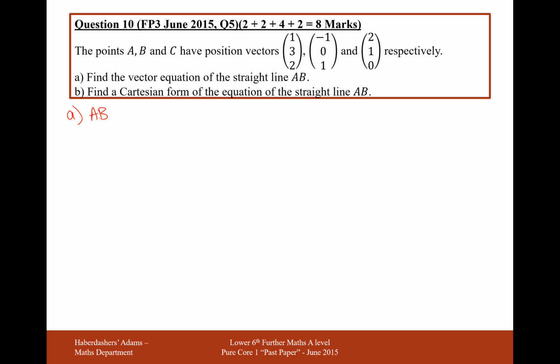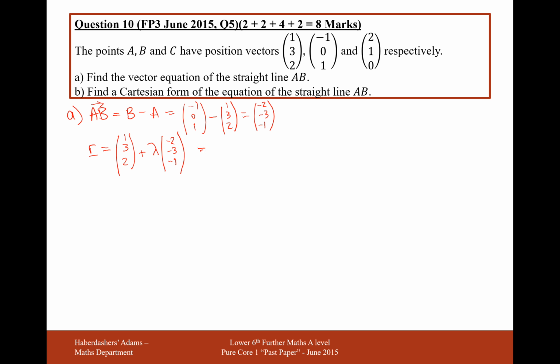Remember, to work out the vector that goes from A to B, we use coordinate B, take away coordinate A, so that's going to be (-1, 0, 1) take away (1, 3, 2), which is going to give us (-2, -3, -1). And what we'll then do is write out the equation of the line from A to B. So this is going to take us from (1, 3, 2) add lambda lots of (-2, -3, -1).